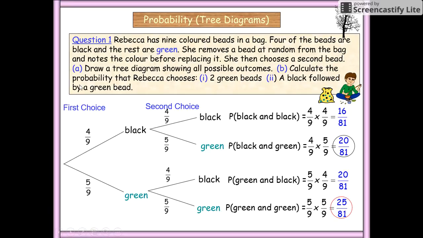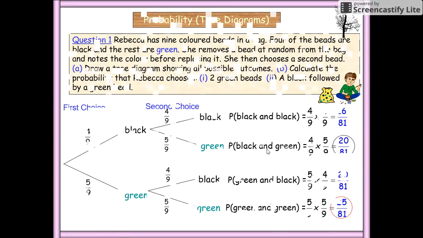A black followed by a green, so that's black, black, black, green. So it looks like this one will be 20 over 81. Obviously, if it included 2 of these, you would add them together. Okay, you would add that fraction to that fraction if it happened to be 2 of them.